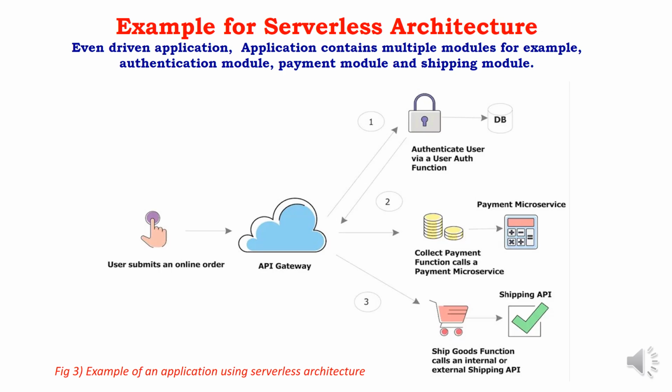First, authentication module is executed as a container. Then, payment module is executed as a container. And then, ship goods module will be executed as a container. Whenever it executes a container, infrastructure will be assigned and released after completion of execution of that particular function.